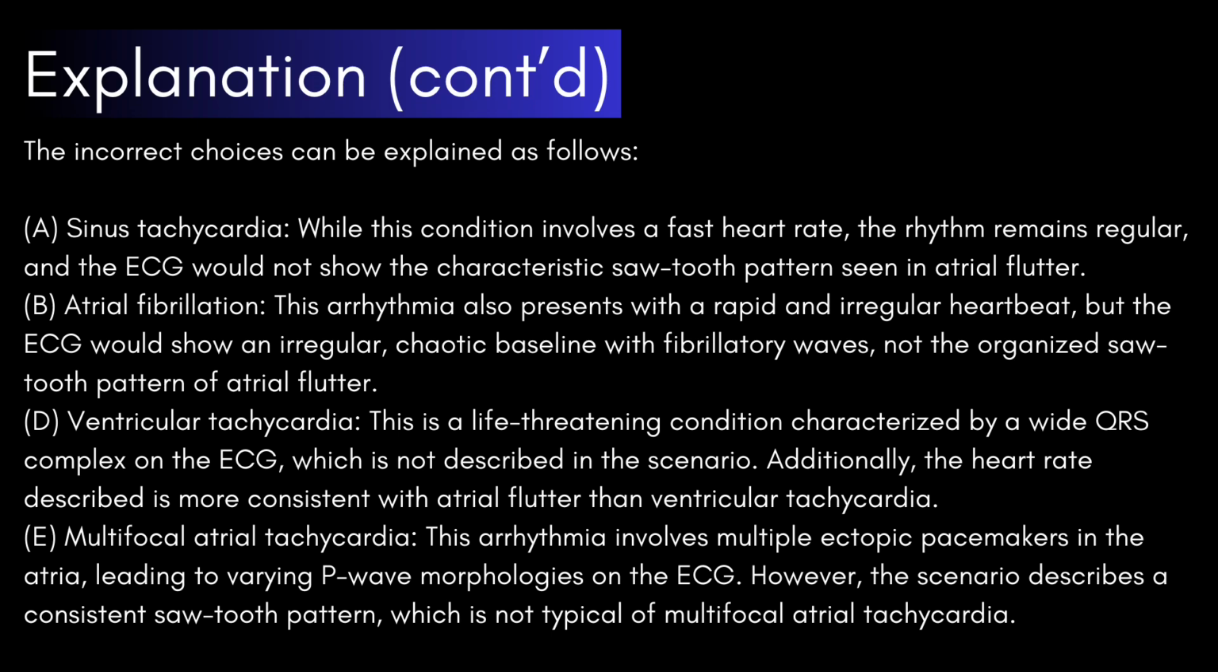D. Ventricular tachycardia. This is a life-threatening condition characterized by a wide QRS complex on the ECG, which is not described in the scenario. Additionally, the heart rate described is more consistent with atrial flutter than ventricular tachycardia.